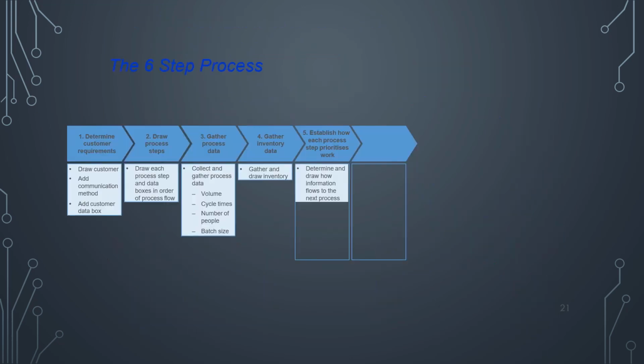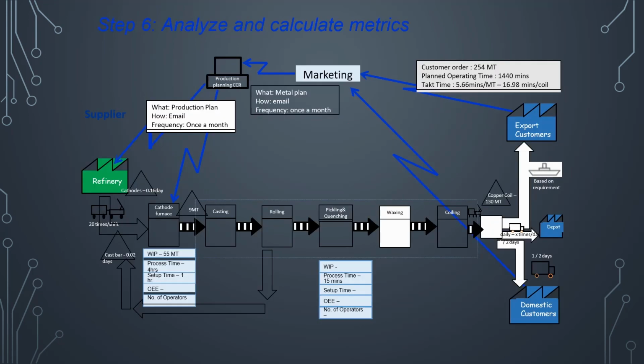The sixth and the final step is to analyze and calculate metrics. After mapping the current state, identify value added and non-value added activities within the value stream. Value added activities are those that directly contribute to meeting customer needs, while non-value added activities are wasteful and should be minimized or eliminated. Here, metal transportation time from refinery to the cathode furnace and rejection or rework of cast bar are non-value added time, that is 0.18 days.